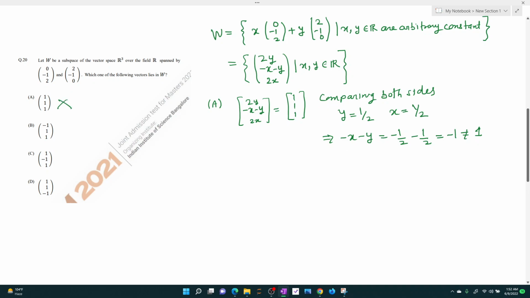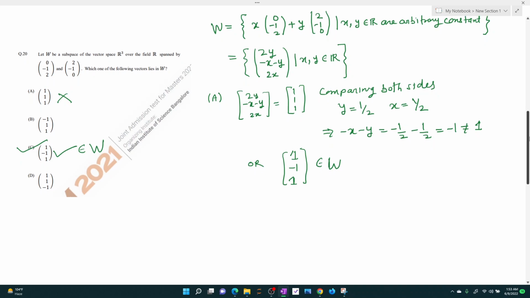But here we can see that if we have the vector of the form 1, 2y equals 1, minus 1 minus x minus y, and 2x equals plus 1, this belongs to W, right? Do we have any such vector? Like option C, right? In option C we have exactly the same vector, 1, minus 1 and 1. So I can say that (1, minus 1, 1) belongs to W. Hence option C is correct here, right?